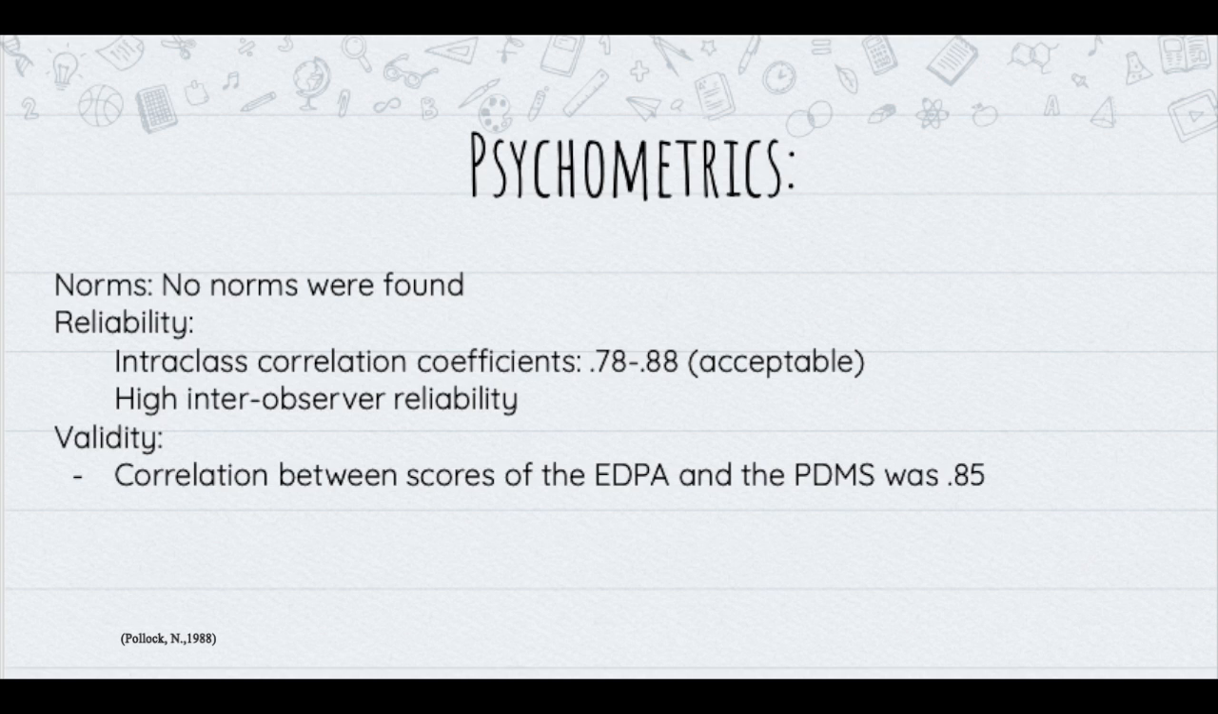In the thesis, the results showed that the revised version of the EDPA was highly reliable when used by different observers. The two observers who participated in the study had very different levels of clinical experience, one with 2 months and the other that had 9 years of pediatric experience. And for validity, the correlation between scores of the EDPA and the PDMS was 0.85.